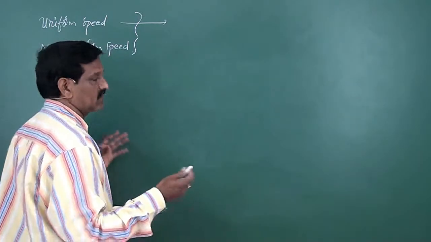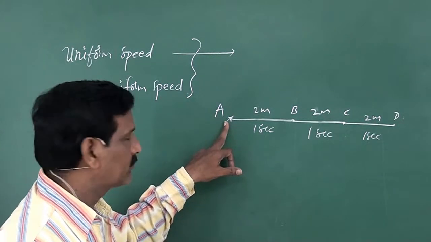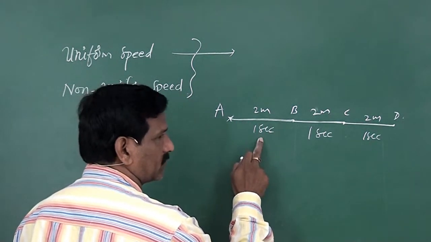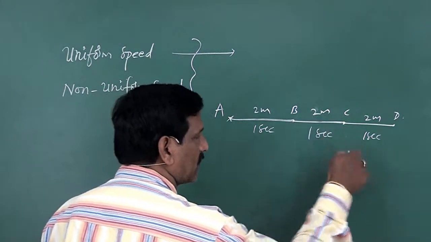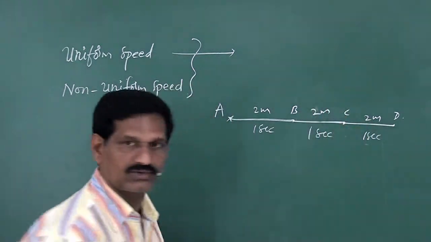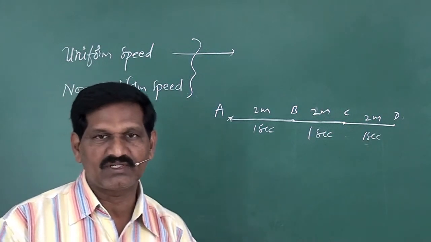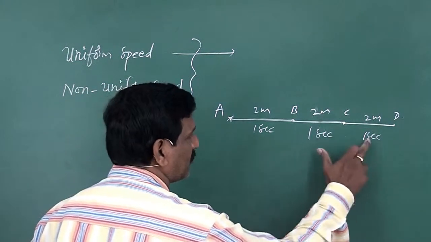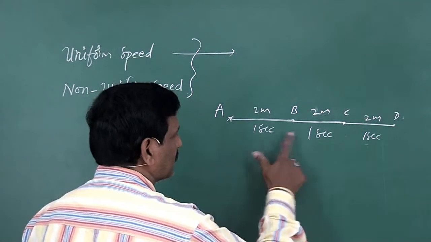uniform speed. For example, suppose if you take a particle, starts here, it moves from A to B through 2 meter in 1 second. Then again from B to C moves 2 meter in 1 second. Again from C to D it moves 2 meter in 1 second. So here total time of journey is 3 seconds. So we divide the total time into 3 equal parts, equal time intervals. 1 second, 1 second, 1 second.